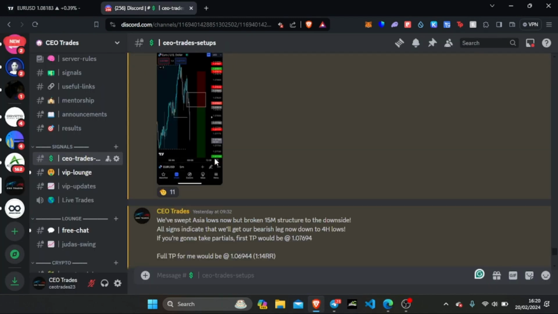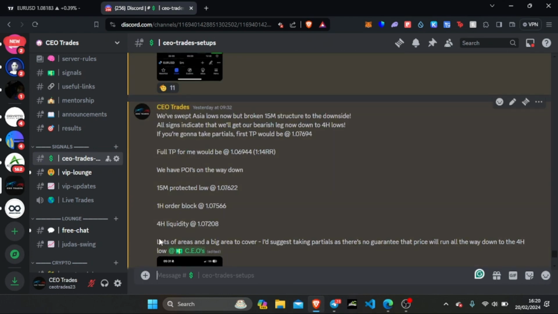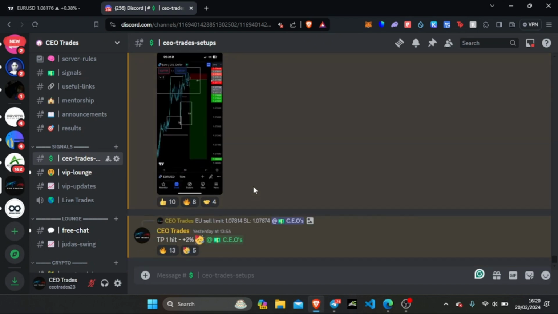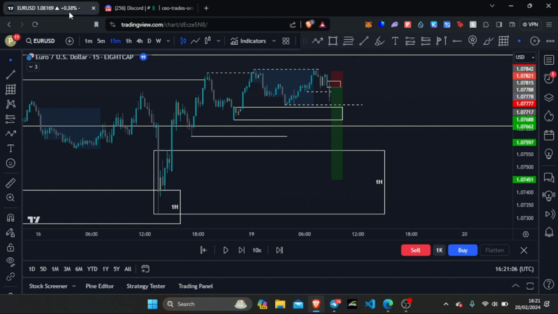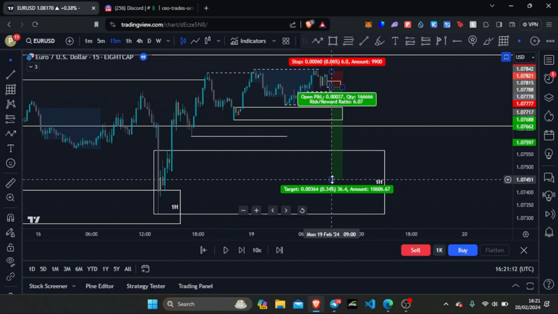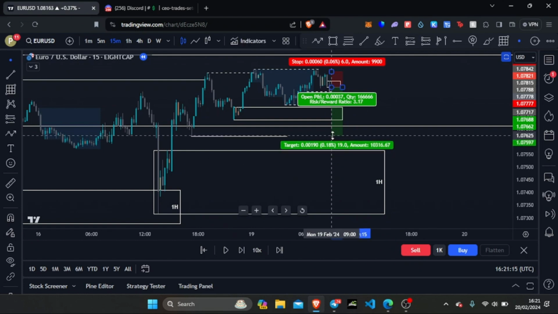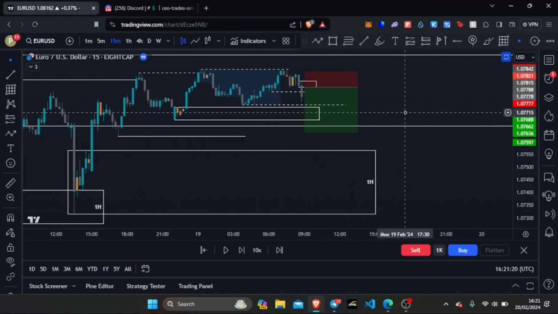Therefore, I always recommend that, because there are so many POIs, lots of areas, and a big area to cover, I always suggest taking partials, as there's no guarantee that price will always run all the way down to the 4-hour low. So you would always want to take partials as and when you're happy, right? As a trader, nobody can tell you what to do and when to do it, when to take money off the table. That is for you to decide, because every single person has a different risk parameter built into them. That is why I give so many different options, so that there is an option for everybody and every single person's different trading style. So that is how I had everything marked up.